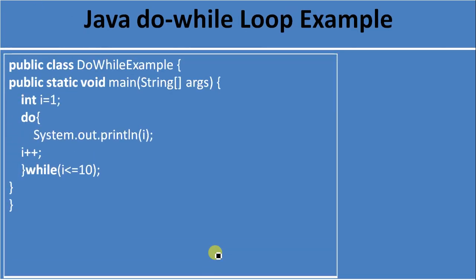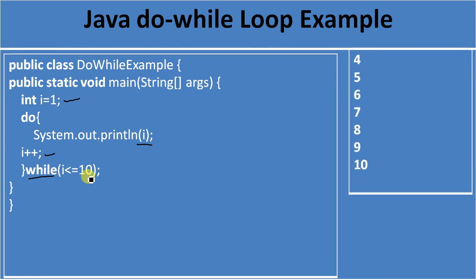So let's see an example of the do while loop. Create a class DoWhileExample. Public static void main method. Define a variable int i equal to 1. Now we are printing: do, System.out.println(i). Then we are increasing the value of i. Then after the do block finishes, from here to here, we are checking the condition in the while loop: while i less than or equal to 10. So the output of this program is 1 to 10.